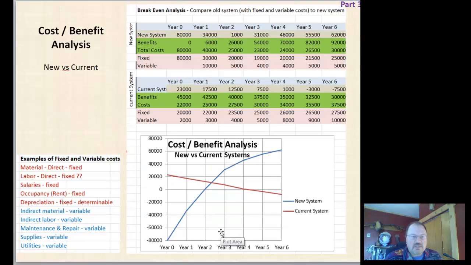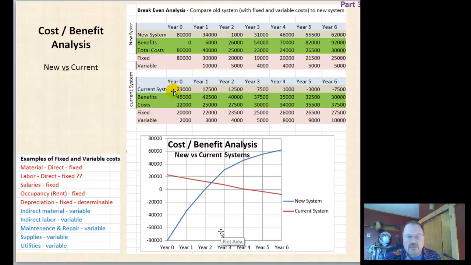The next slide. It's the same kind of thing, but now we're going to compare the old system, the current system, with the new system. So what we're looking at then is benefits and total costs, and then the fixed and variable costs actually make up the total costs. So the new system will be netting $62,000 per year at year 6, and we can see that here.